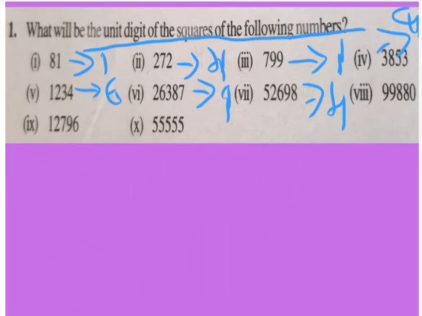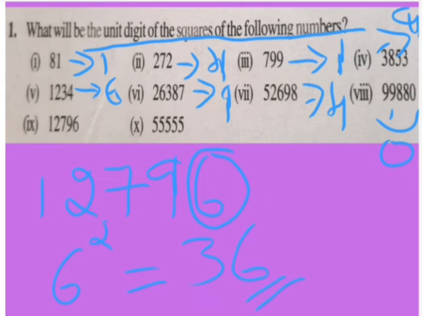Okay, now let's solve question number 8, that is 99880. Here the unit place of this number is 0. Whenever you get 0 in the unit place of any number, in its square also you are going to get 0. So directly we can write that the square of this number will have 0 in the unit place. Next, question number 9 is 12,796. Unit place is 6. Square this unit place. 6 square is equal to 36. Just take the unit place. So here we are going to get 6 in the unit place of the square of the number.